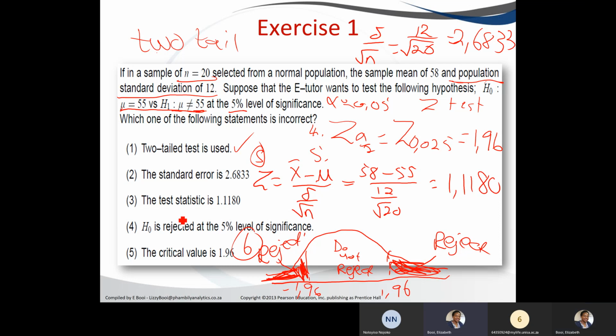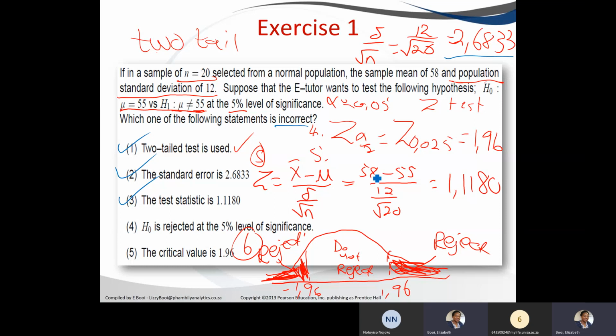Now if I go back to our question, let's see if I can answer all the questions they asked. Number 1, we're looking for the incorrect answer. Number 1 is correct because it's a two-tailed question. The standard error we calculated is 2.6833, which is correct. The test statistic was step number 5. We calculated it as 1.1180, which is correct. Are we rejecting the null hypothesis? Let's make that decision. Our critical value is 1.96.